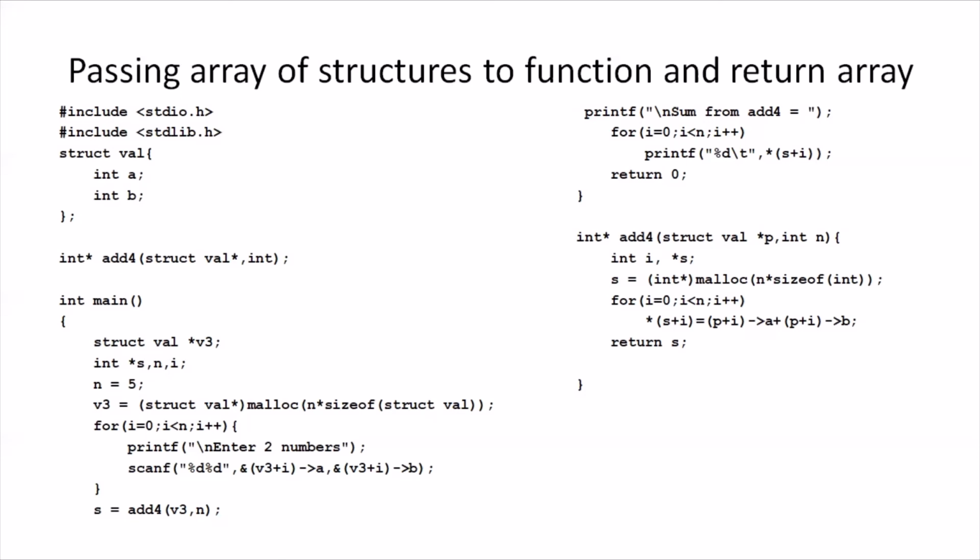In the function add4, we create another integer array given by s is equal to int star malloc n into size of int. That means that we have created the array dynamically. And then we run this loop for i equal to 0 to i less than n, i plus plus, where we access individual members of each cell of the array of structures. We add them and then store their sum in the corresponding cell of the integer array. Finally, we return the base address of the array of integers, which is then used to access the individual elements of the array of integers and display it from the main function.